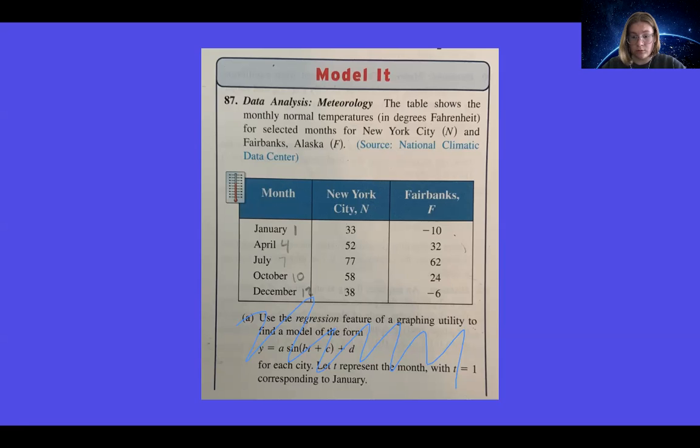So this is one of our questions that we had in our homework a while back. And this is regarding monthly normal temperatures in Fahrenheit for both New York City and Fairbanks, Alaska. So obviously you can see that there's a huge difference already, but we're going to analyze that further with a graph. Now let me show you what my lists look like now.